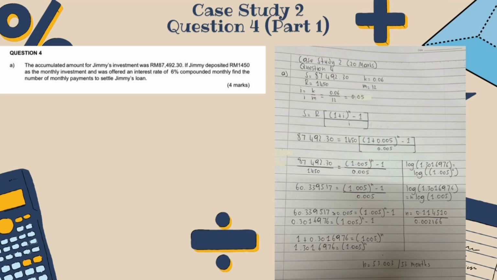To find the value of n, I apply log to both sides of the equation. So n equals log(1.3016976) over log(1.005). The calculation gave a value of approximately 53.003 months. Since the number of months must be a whole number, I rounded it to 53 months. So the final answer will be 53 months.